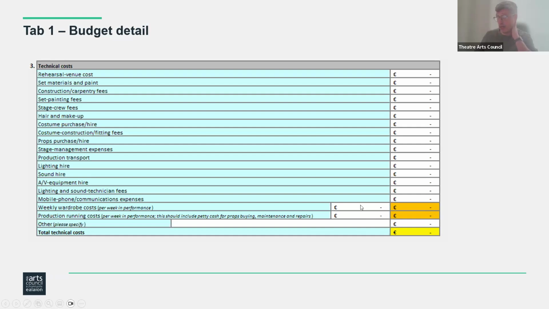So if you input a per week cost into those white cells, they'll automatically calculate into the orange cells there. And then the total will be calculated in the yellow cell in the total technical costs row. Okay.